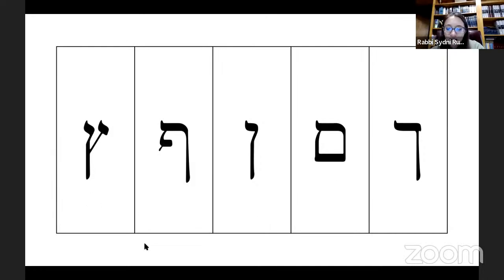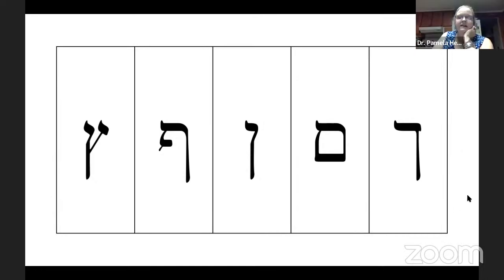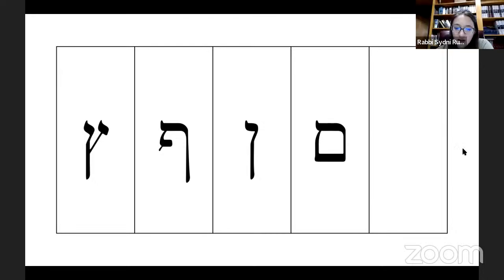So Dr. Aber, because I know you've studied Hebrew before, I'm going to put you on the spot here. From right to left, can you tell me what Sofit letters you see? Kaf Sofit, Mem Sofit, Nun Sofit, Fe Sofit, and Sadi Sofit. Beautiful.